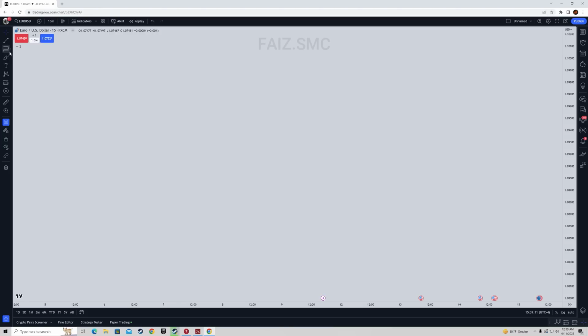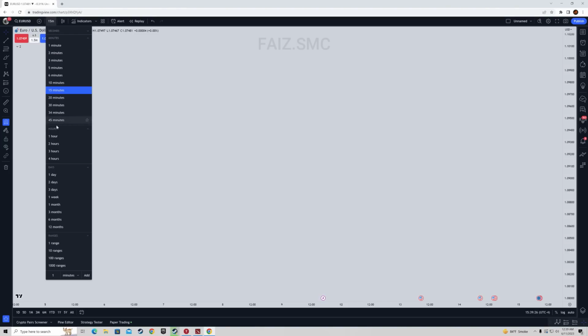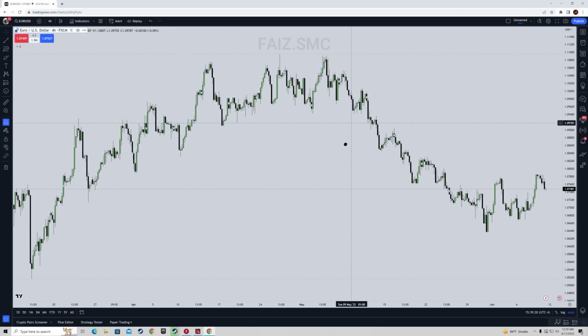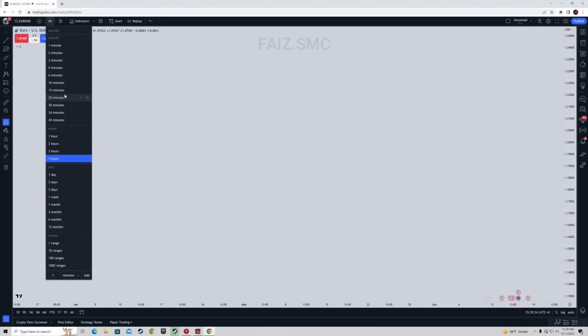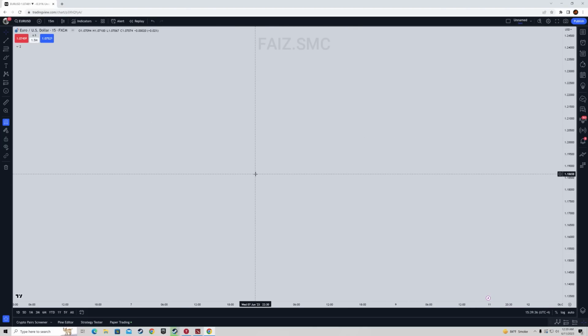So let's get on with this simple strategy. I have taught this strategy before, but I want to teach this again and again so that it is clear to each and every single person out there. Okay, so we are going to use 2 time frames for this strategy. Our higher time frame is going to be 4 hours, and 15 minutes for our entry.